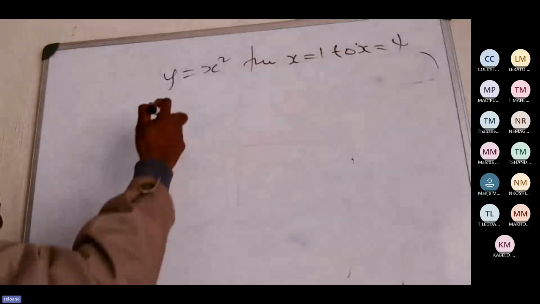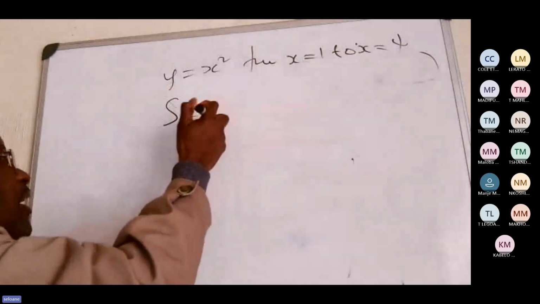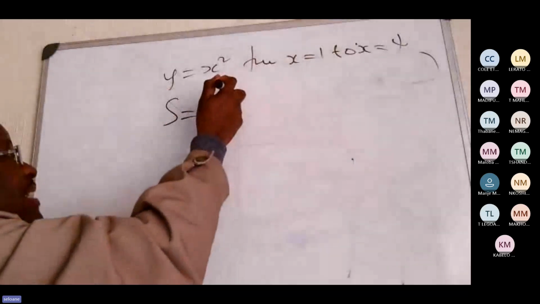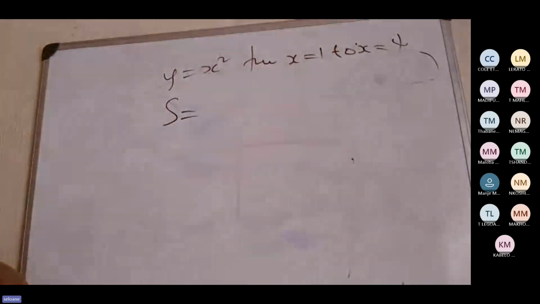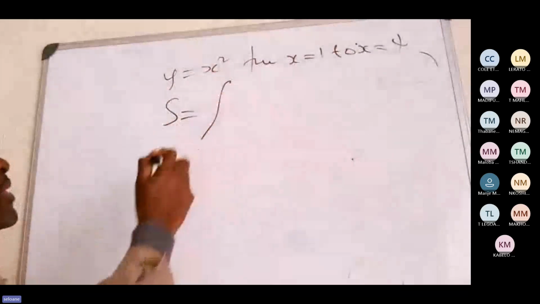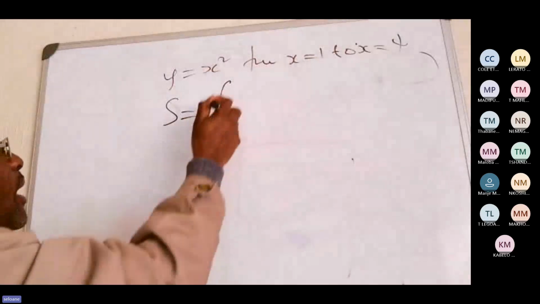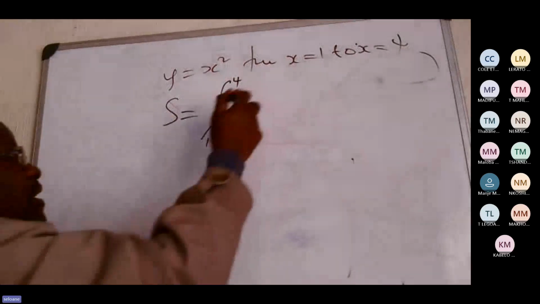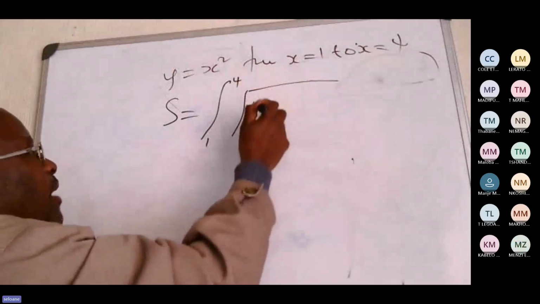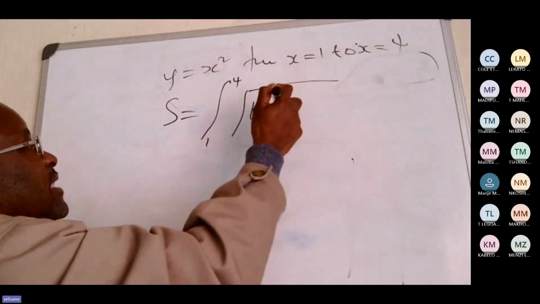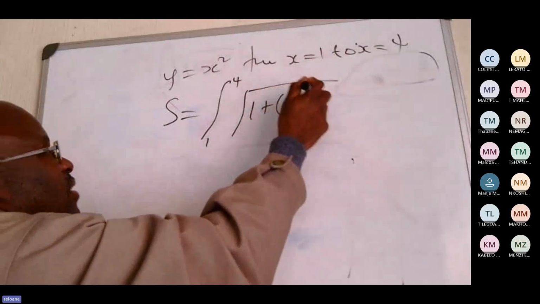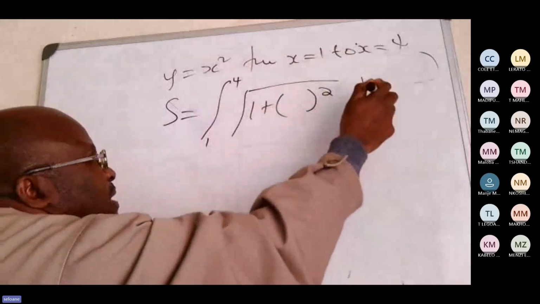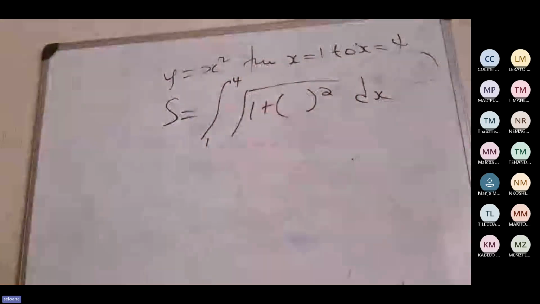Now it will simply be s equal to the formula. We mustn't make a mistake again. It will not be simply, let me just check. It will be what from here? From where to where? From 1 up to 4. The square root of 1 plus dy/dx, that is dy/dx all squared, with respect to x.